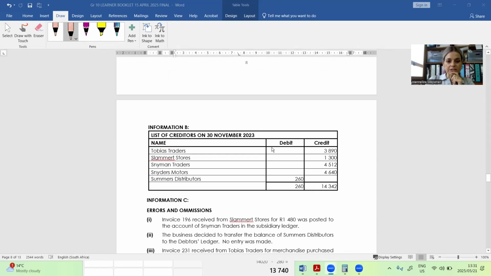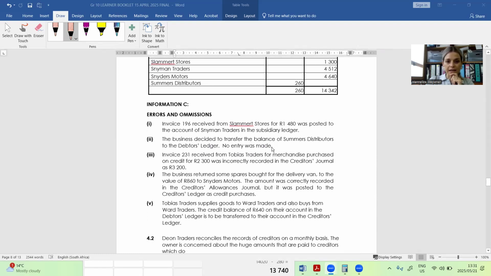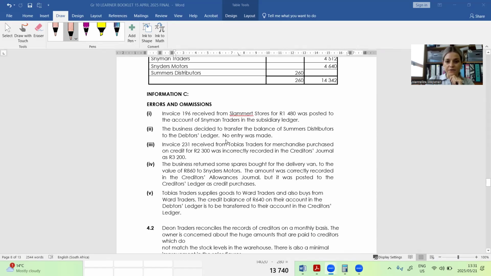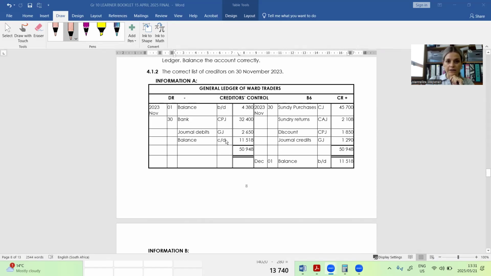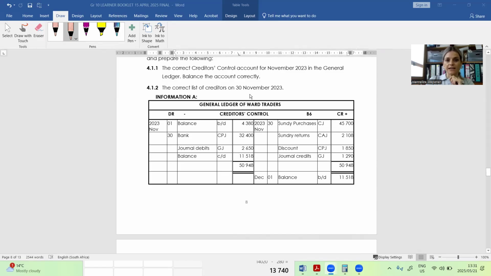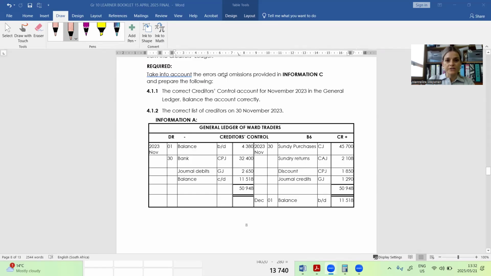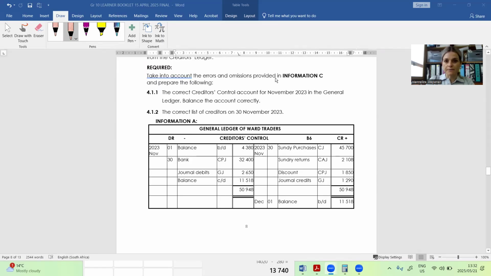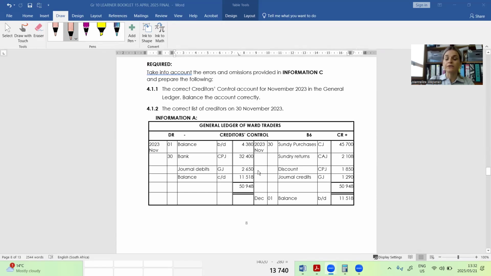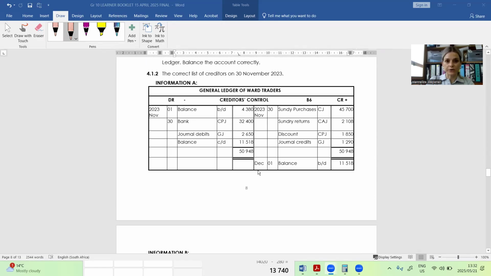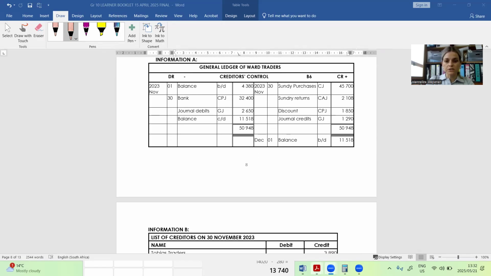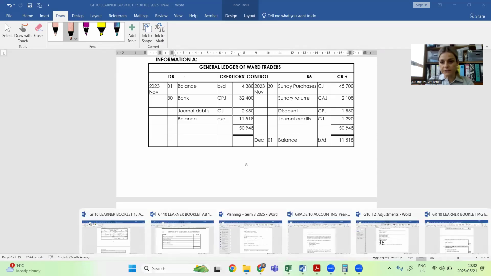Once you are done with that, you must take into account all of the errors that they had within their financial records to then calculate the correct creditors list. Okay, so take into account the errors and omissions provided in C and prepare the following. First of all, the correct creditors control, and second of all, the correct creditors list. So we will start with our creditors control account.